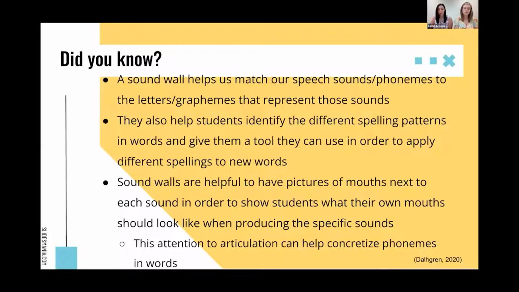Sound walls are helpful to have pictures of the mouths next to each sound in order to show students what their own mouths should look like when producing the specific sounds. So the mouth pictures can help students put more meaning and more of a connection to sounds in their spelling, which in turn will help this information become stored in their long-term memories. Multi-sensory approaches and meaning are also so very important when helping our students learn.